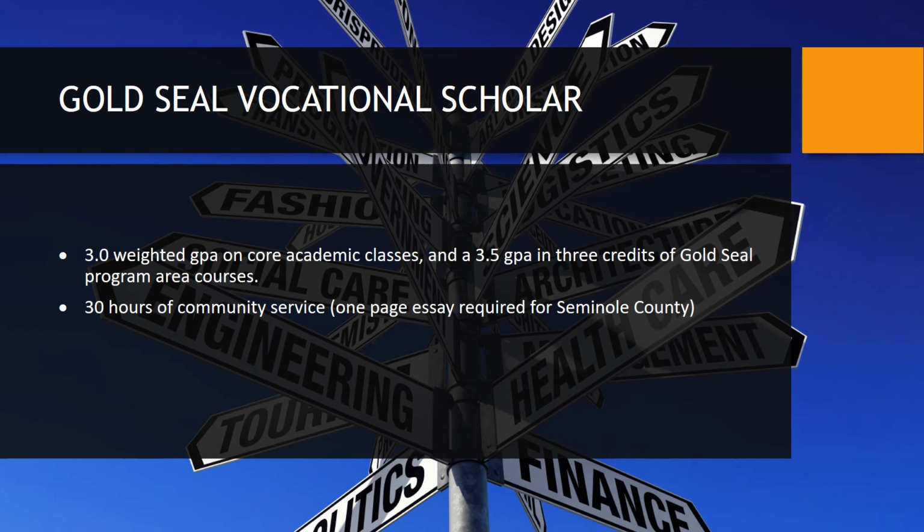With the Gold Seal Vocational Scholar Award, it is required that students have a 3.0 weighted GPA on core academic classes, and they also need a 3.5 GPA for 3 credits of their Gold Seal program area course. So that could be your interior design or early childhood education or automotive. You also will need 30 hours of community service.